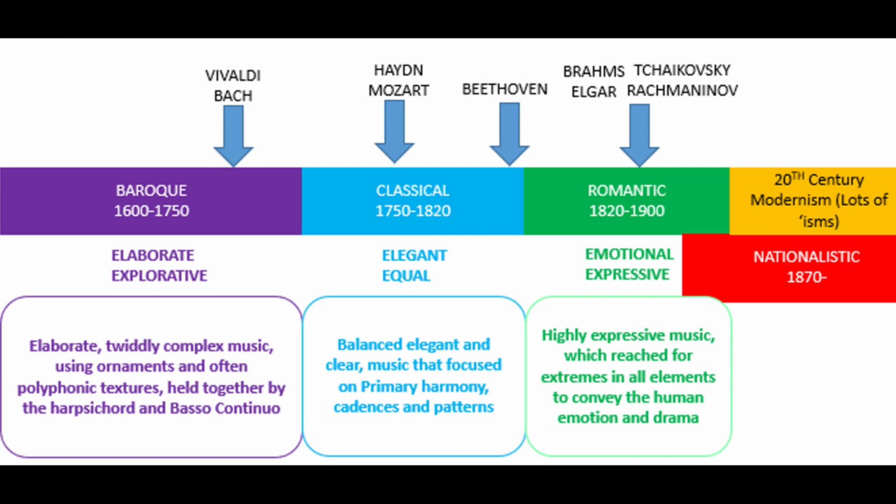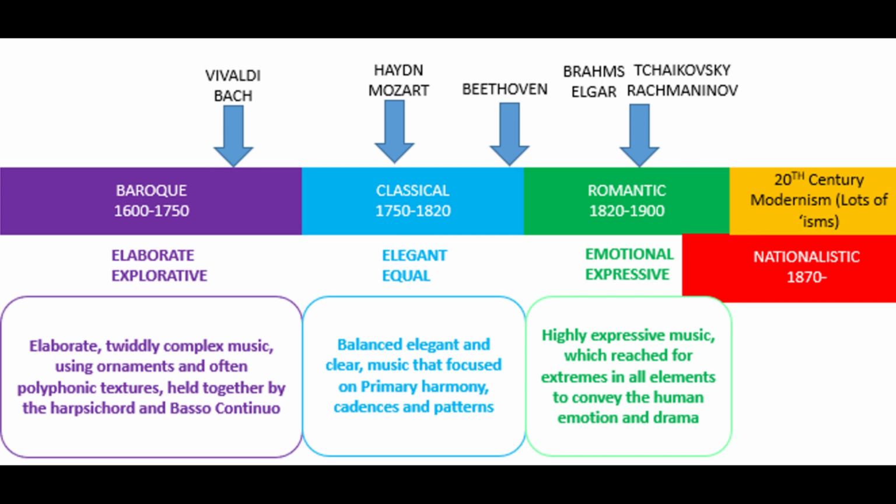And you've got some adjectives beginning with E underneath each one. So for Baroque, you've got elaborate and explorative, and hopefully that sort of rings a bell. So underneath, I've just written a little paragraph. The music was elaborate, twiddly and complex, using ornaments and often polyphonic textures held together by the harpsichord and basso continuo.